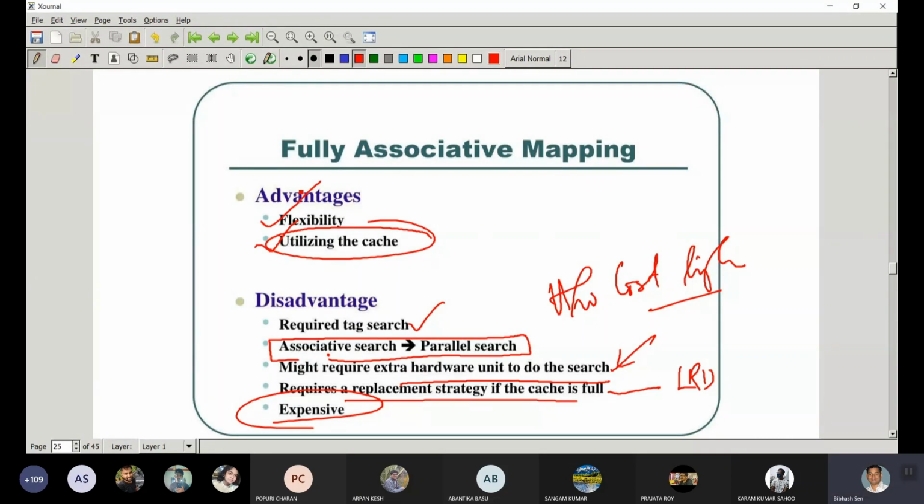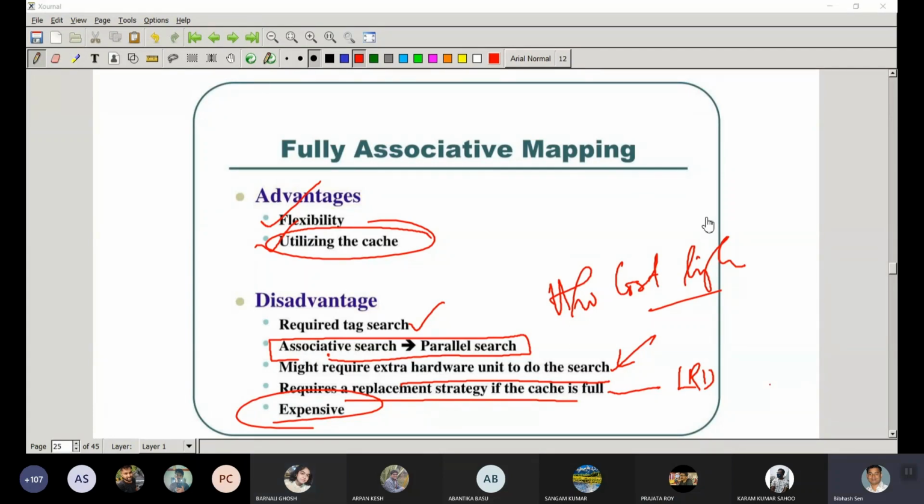Any trade-off? Any idea of a trade-off? Barnali? Yes, sir. Any idea what I can do?